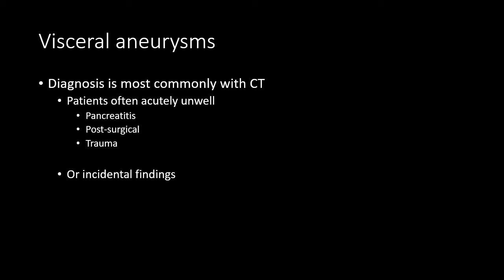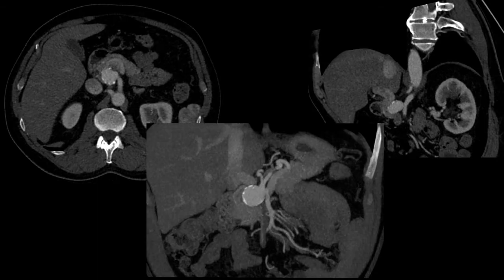Now, for visceral aneurysms, diagnosis is most commonly with CT. Patients are often acutely unwell, either with pancreatitis, following complex abdominal surgery, or following blunt or piercing abdominal trauma. In these scenarios, these tend to be false aneurysms or pseudoaneurysms. The true abdominal aneurysms tend to be incidental findings when patients are imaged for other reasons, and that's exactly what happened in this case. This is a middle-aged woman with quite a large aneurysm arising off the SMA.